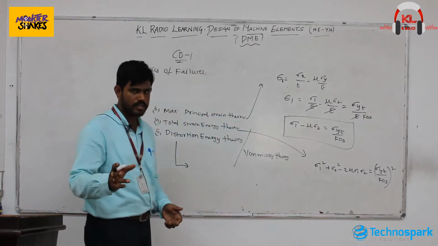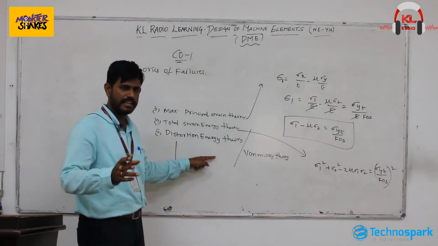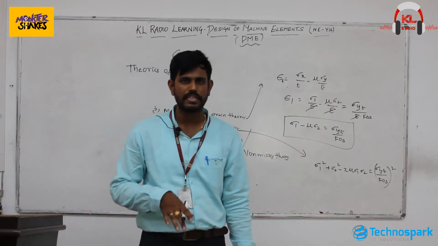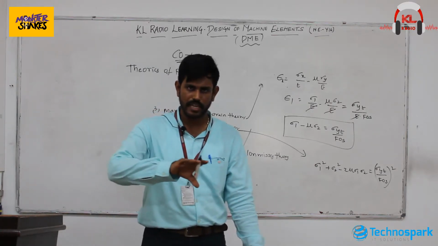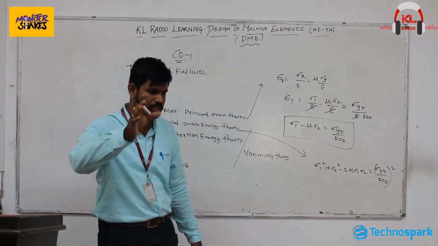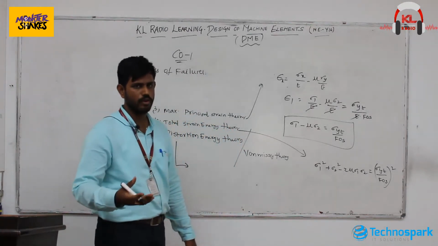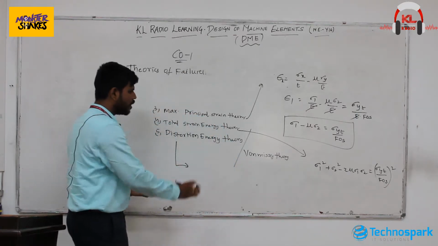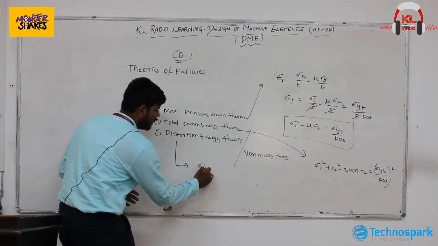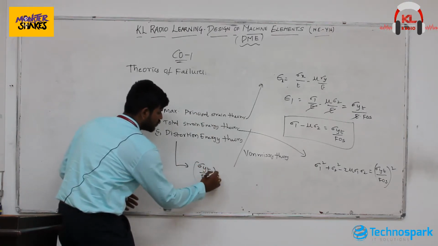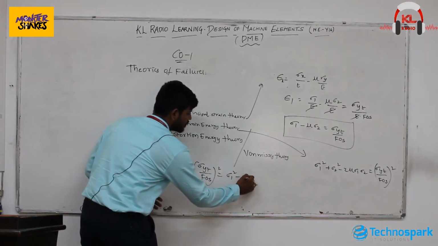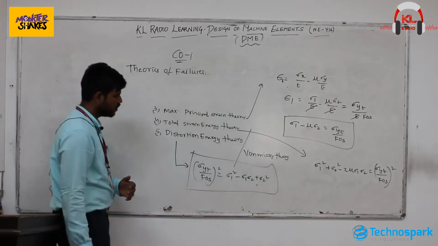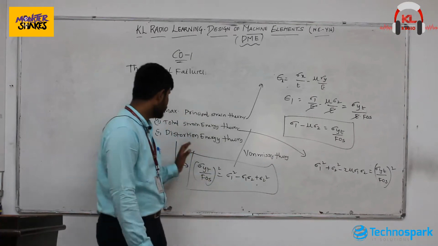So we call it shape distortion, and von Mises theory deals exactly with the shape distortion, which is much more important in mechanical applications, where shape itself defines the application of a particular machine component. An example is your automobile rim, which induces vibration when the circular shape of the rim is distorted. Now, what is the governing equation? Here it will be sigma yt by factor of safety whole square is equal to sigma 1 square minus sigma 1 sigma 2 plus sigma 2 square. Okay, so that is the governing equation for distortion energy theory.